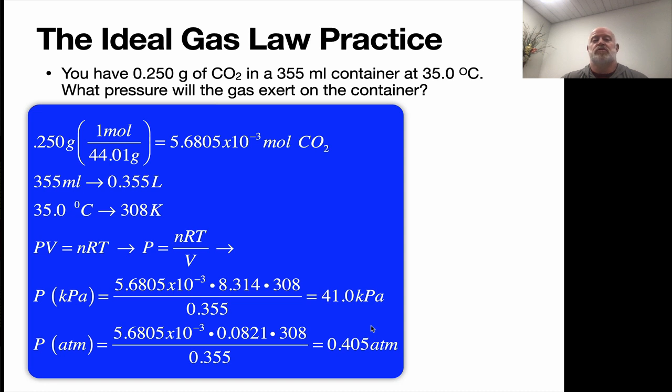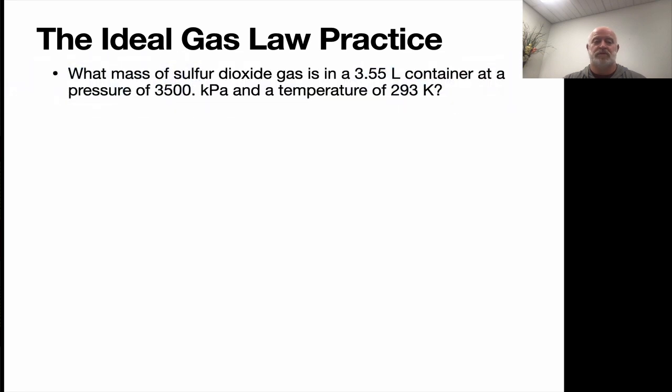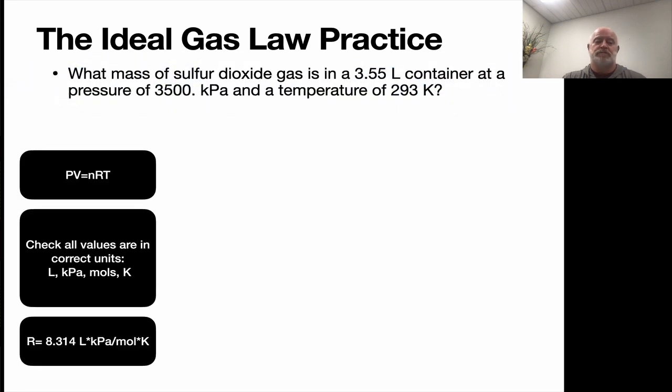So this is how you do these ideal gas law practice problems. Now, there's a lot more to do with the ideal gas law because we're going to take the ideal gas law and bring it back into our stoichiometry problems, and we're going to do some more with that as we keep going. Okay. Here's another problem. What's the mass of sulfur dioxide gas in a 3.55 liter container at a pressure of 3,500 kilopascals and a temperature of 298 Kelvin?